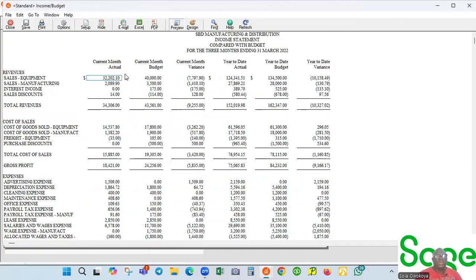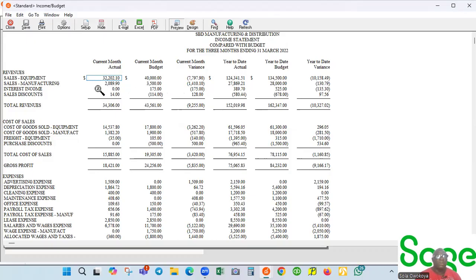So you can use it to see this is the actual, this is the money that actually came to the organization, the sales that was made, but this is what was budgeted for the month. This is what was budgeted for the month, and this is the variance. This is in terms of manufacturing, this is the actual, this is what is budgeted, and there is a difference. So the system will show you that, and also year to date.